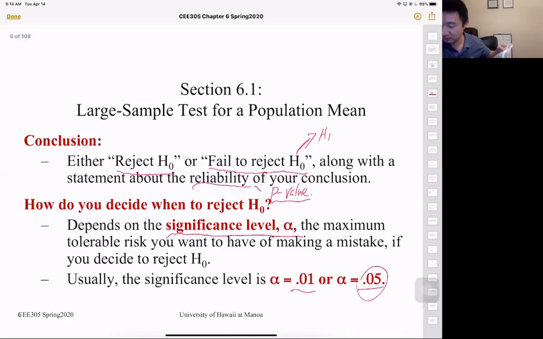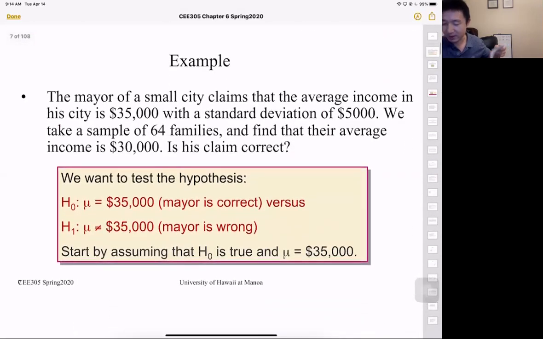Then let's look at an example, to have an idea of what these new words mean. Let's say a mayor of a small city claimed that the average income in his city is $35,000 and the standard deviation is 5,000. We take a sample of 64 families and find out the average income of these 64 families is only $30,000, much less than the claimed average of 35. So we want to know if the claim of the mayor is correct.